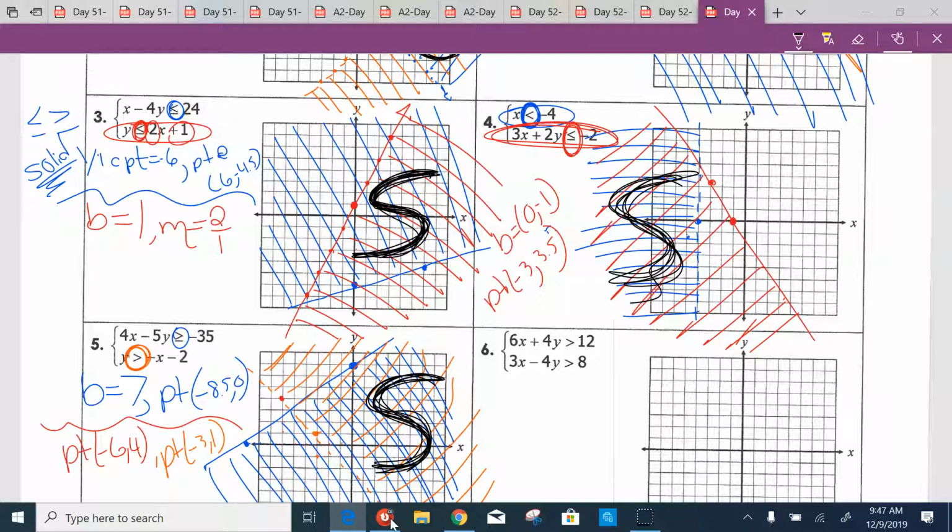Now, it is possible to have no intersection, but I believe on these examples, you will have one for every single one that you do. So let's go ahead and get more.